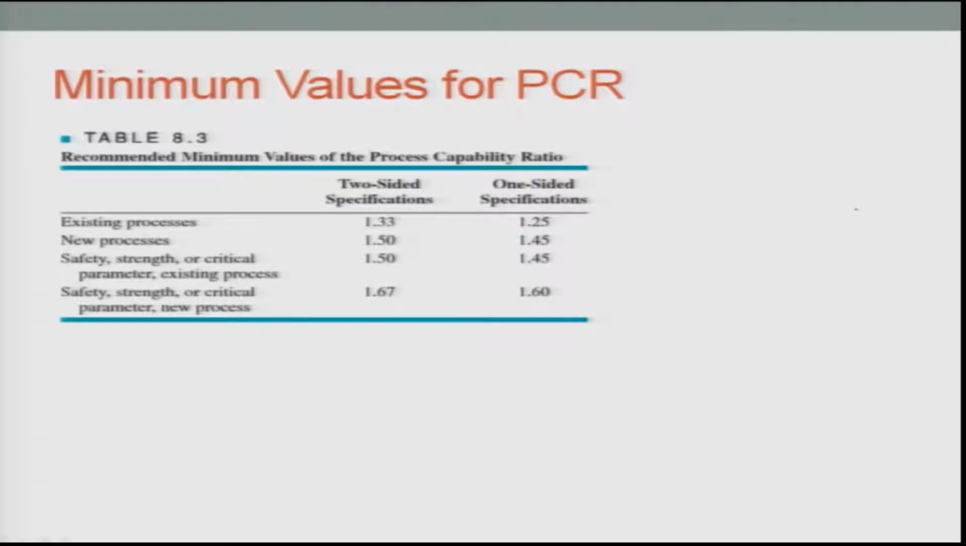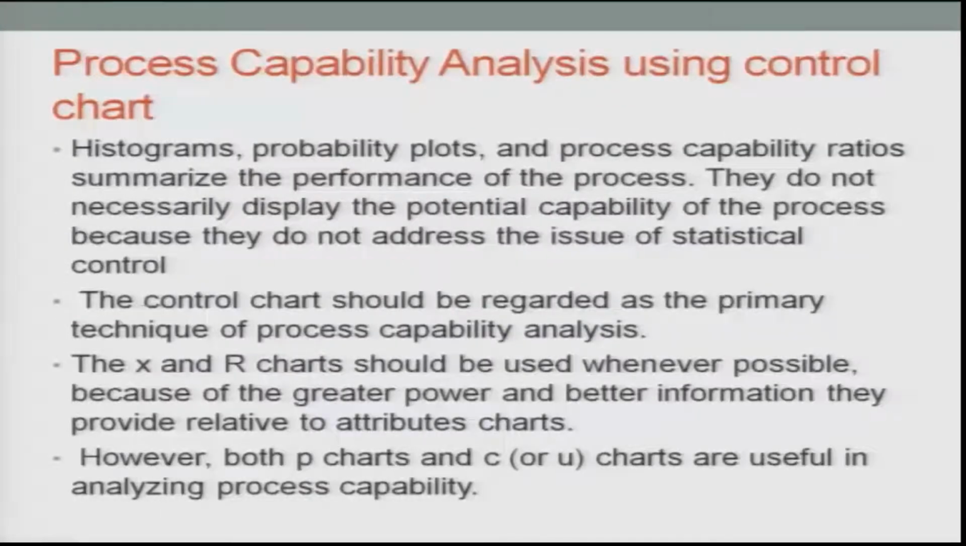So, it recommends minimum values of process capability ratios for existing process. If it is 1.3, one sided would be 1.25. In new processes, if two sided is 1.5, one sided would be 1.45, and so on and so forth, the values are given. So, process capability analysis using control charts are done accordingly.